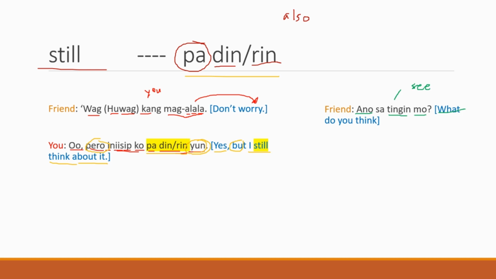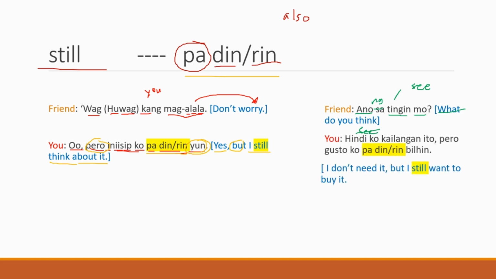Because it is not right if you will put see in here. So the correct translation is really, what do you think? Ano sa tingin mo? Or anong tingin mo? Sometimes we say, anong tingin mo? Or just, ano sa tingin mo?